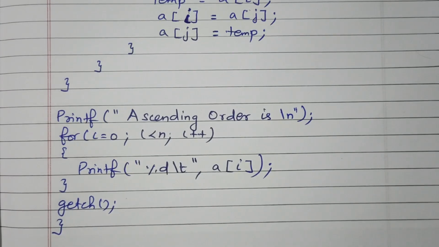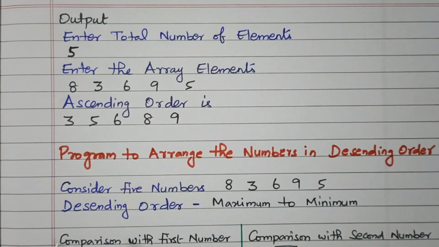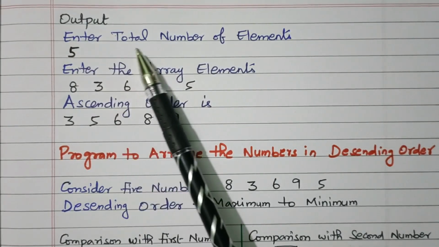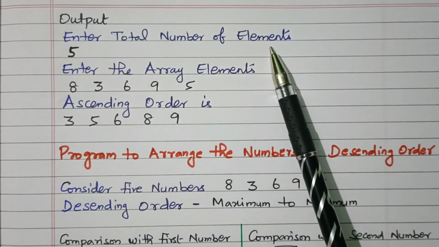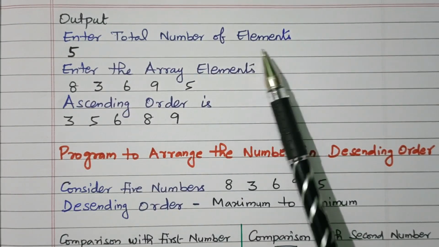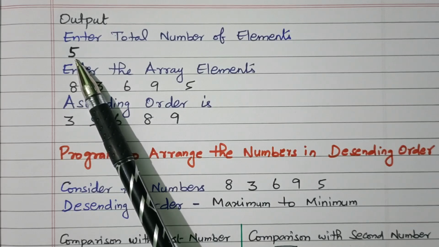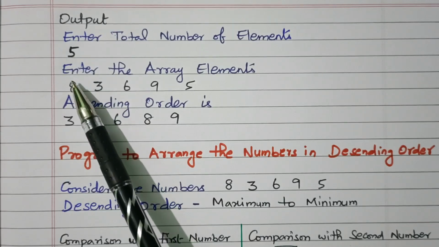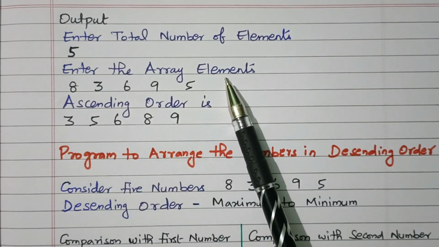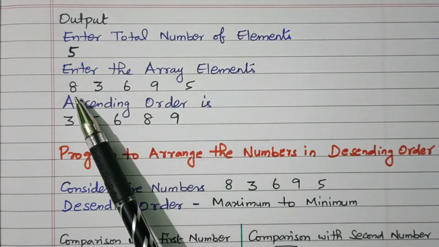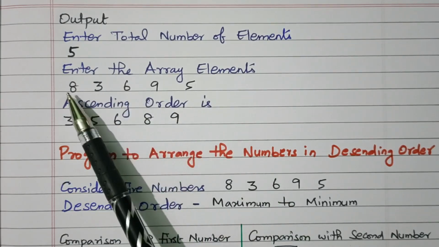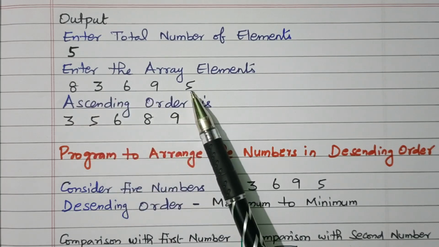Now we will see the output. What is the output of this program? See the output. Enter the total number of elements. We ask the user to enter the total number of elements. The user enters 5. Already we discussed 5 numbers only, so this will take 5. Now enter the array elements. We ask the user to enter the array elements. What we discussed, the same set of numbers: 8, 3, 6, 9, 5, right?